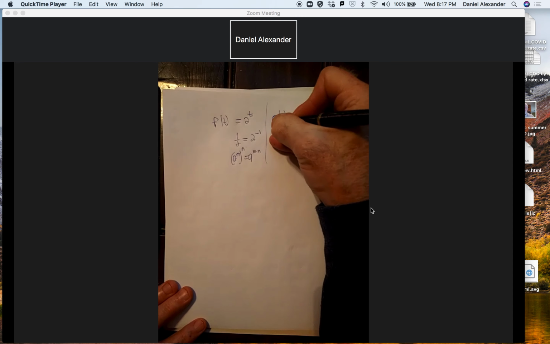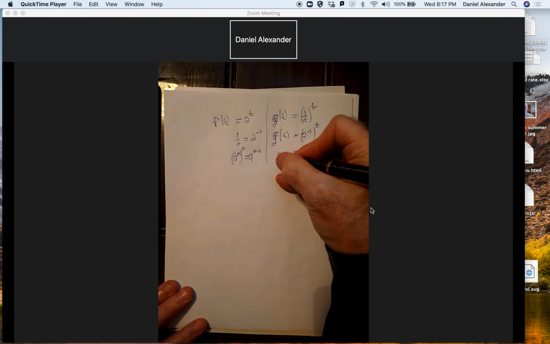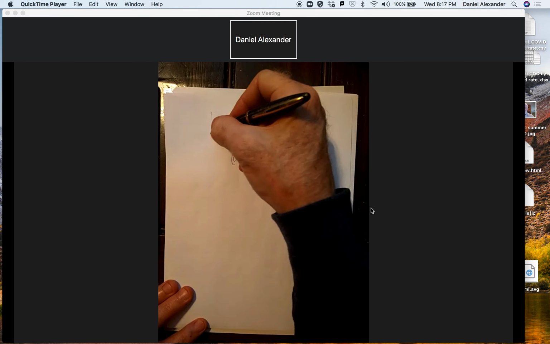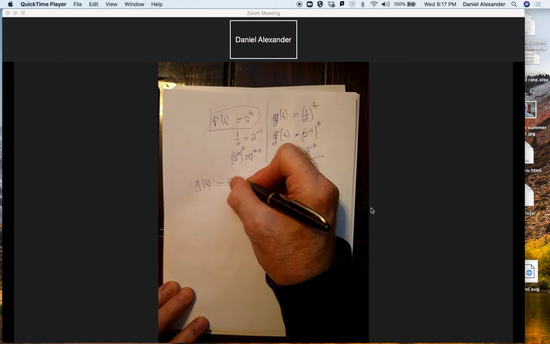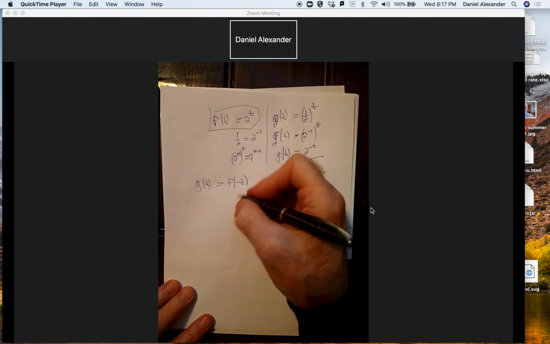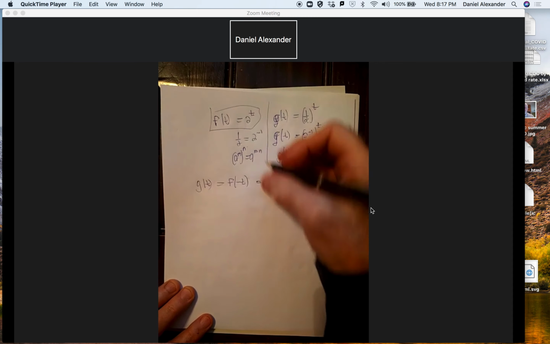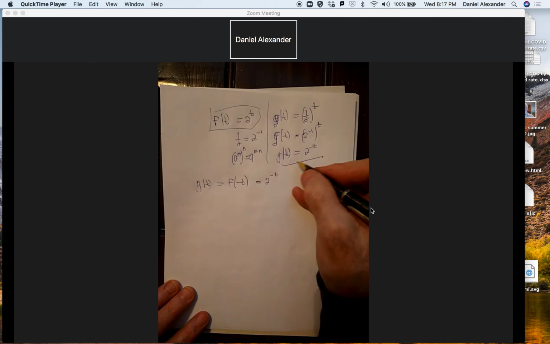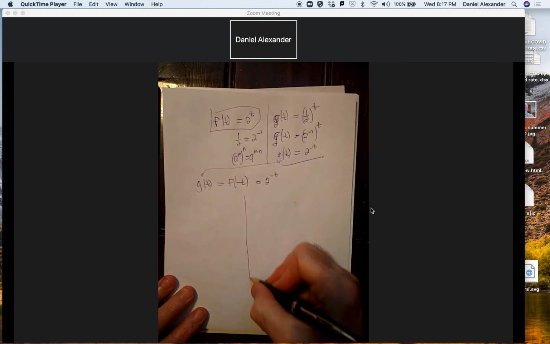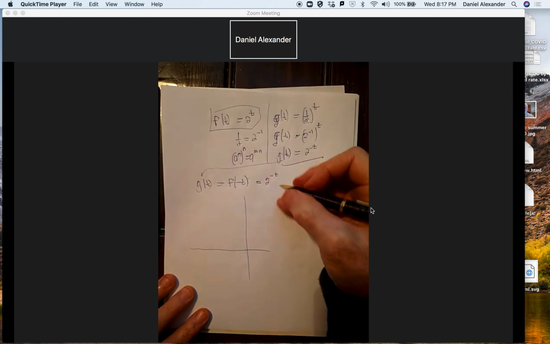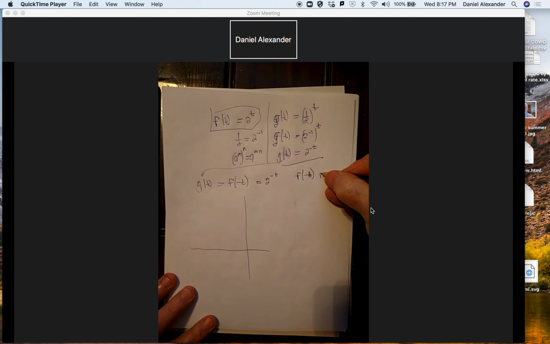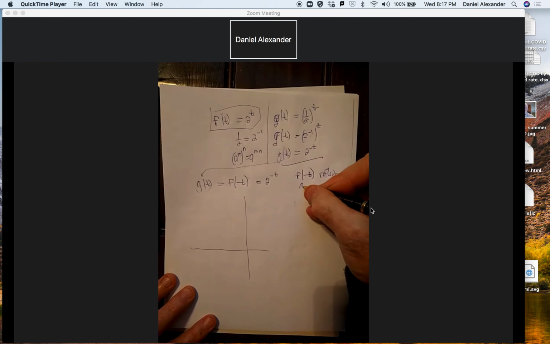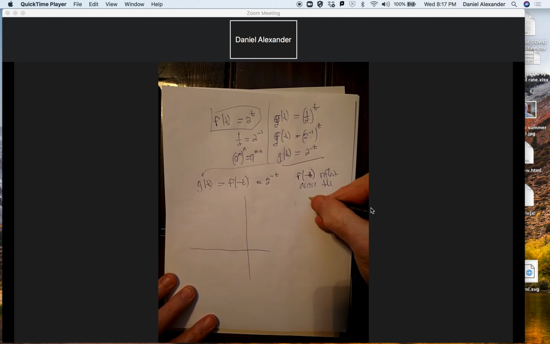So I'm going to call this g of t, just so I have a different name. So g of t is equal to 2 to the minus t. Notice, g of t equals f of minus t. Remember, f of t is 2 to the t, so that's going to be 2 to the minus t. That's exactly what that is. So here, remember, when you multiply what's inside the function, t, by minus 1, you reflect across the y-axis.